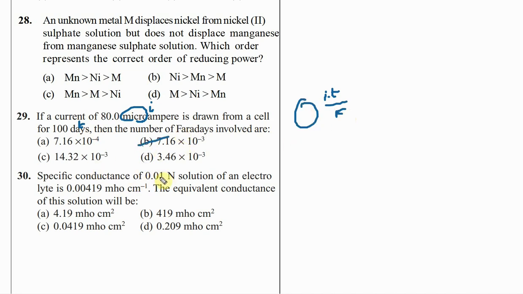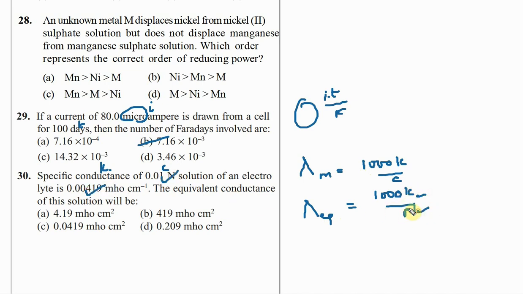The last one, specific conductance of an electrolyte is given. Specific conductance means kappa. So, kappa is given, concentration is given. What is the equivalent conductance? So, we know molar conductance is 1000 kappa by C. I gave you in class, and I also told you equivalent conductance is 1000 kappa by N. So, N is given, kappa is given, times 1000 will give you equivalent conductance. So, this is simple, it should be beta.